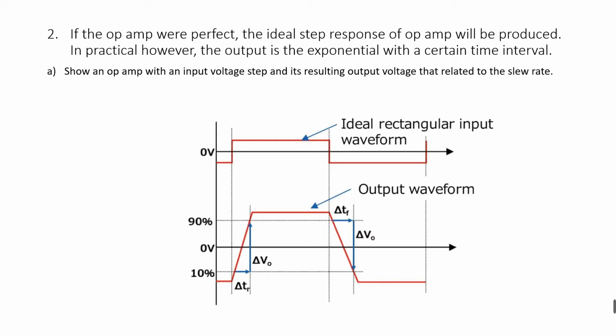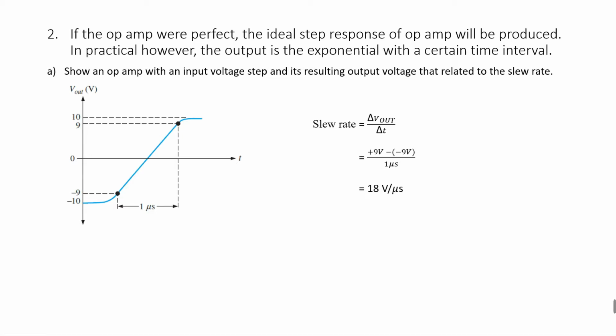So in this case, I will show the with the value. So for example, the V out is 10 volt peak. So the slew rate is the difference of voltage output over the difference of time. So in this case, it's 9 volt minus with negative 9 volt over 1 microsecond. So in this case, we're gonna get 18 volt per microsecond.